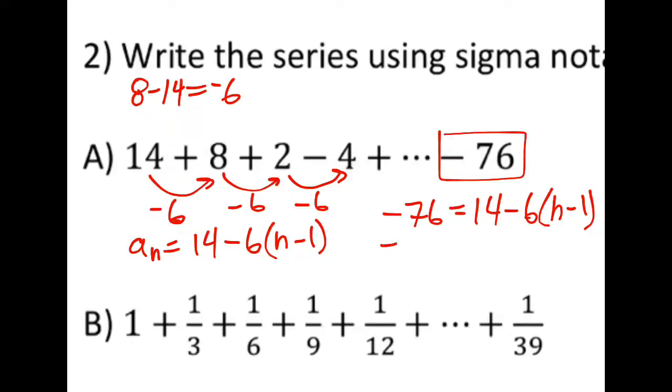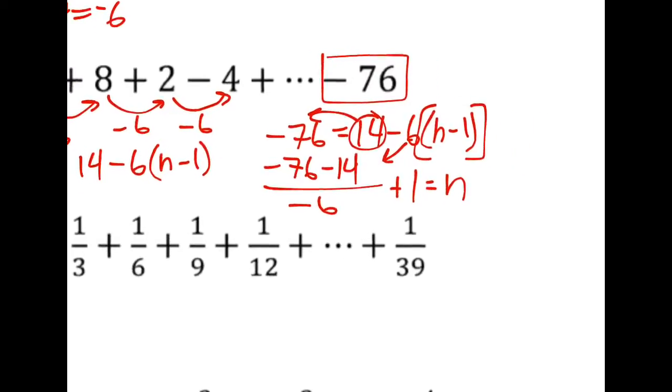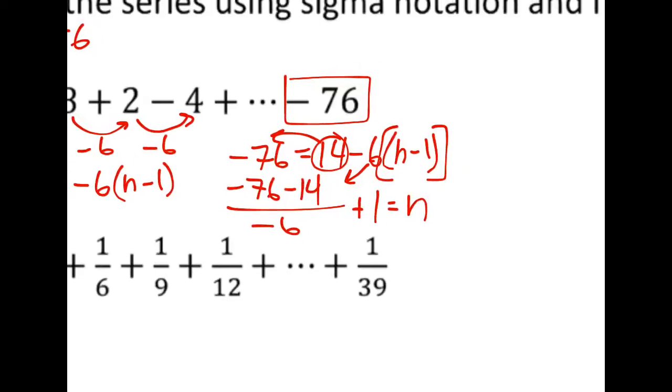So let's take negative 76 and let's subtract 14 from both sides. We've now moved this over there, which means we're left with that negative 6 in front of my n minus 1, so I need to divide by negative 6. So now we divided that down, which means we're just left with this bit, n minus 1, so I can add 1 to both sides to get n. You can do that in separate steps, but I'd do it all at once. And on your calculator, that will tell us that n is 16. And so we know that this is the 16th term right there.